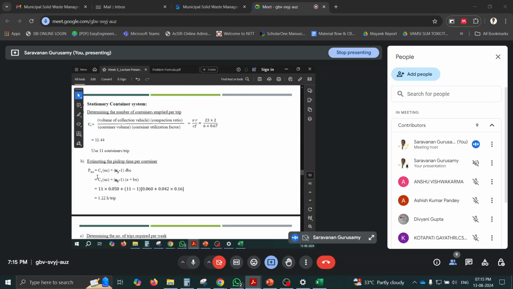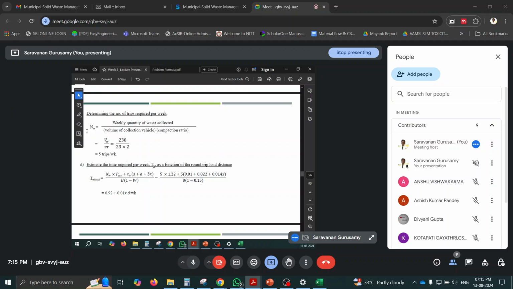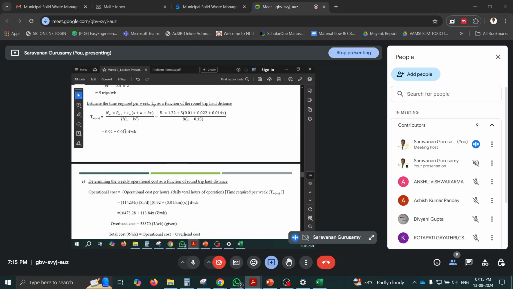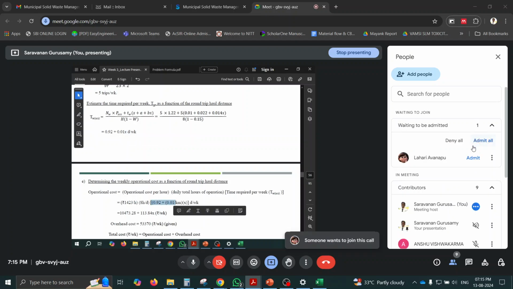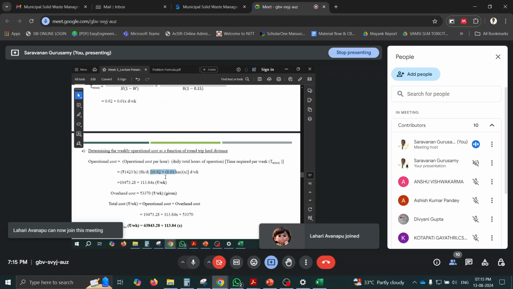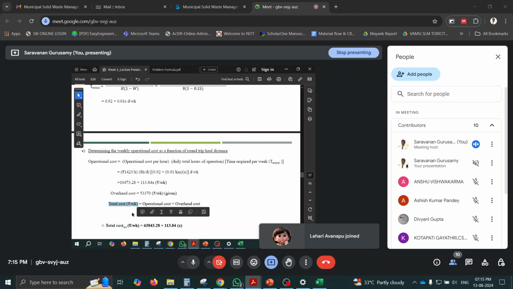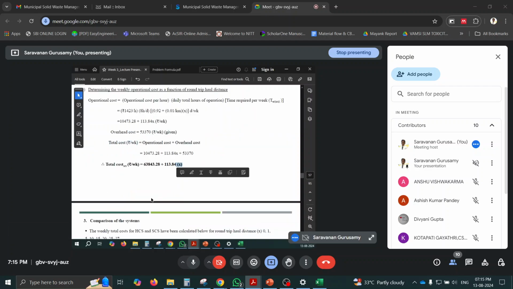Simple CT formula. Again, PSC we are calculating, but the formula is different. Then NW we are calculating. That NW we are substituting in the TW formula. In terms of X we are getting that, and again we are substituting in the operational cost formula. That operation cost will be added with the overhead charge to find the total cost. So total cost will be in terms of X.